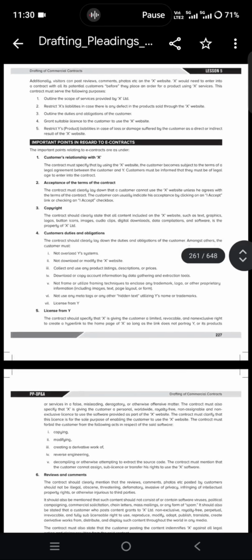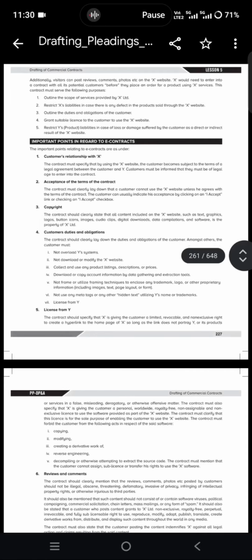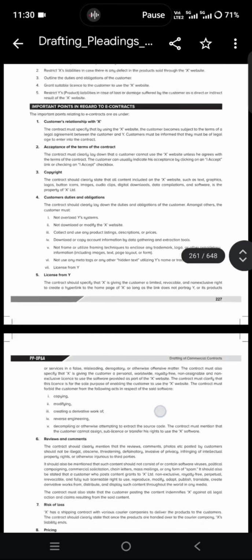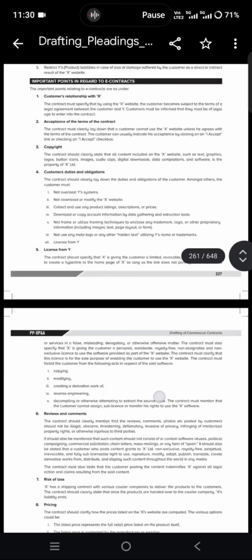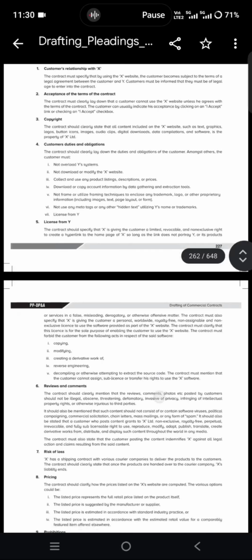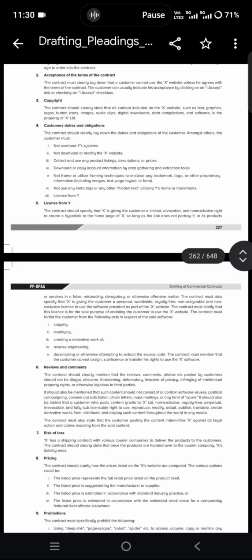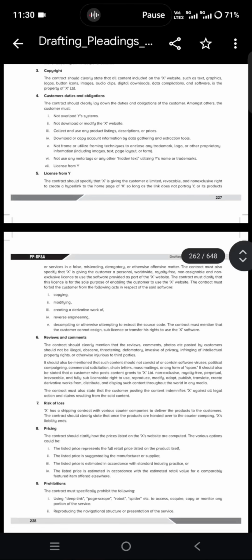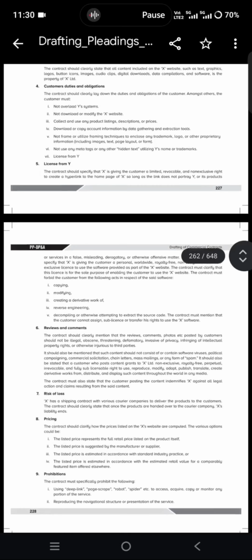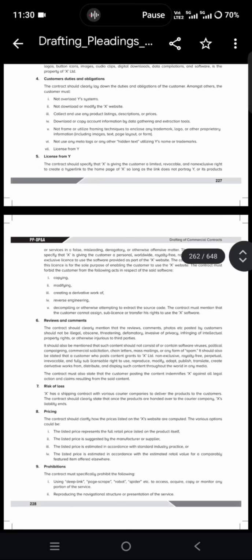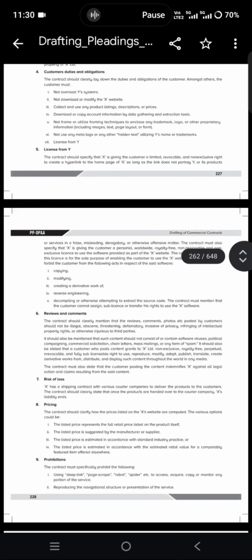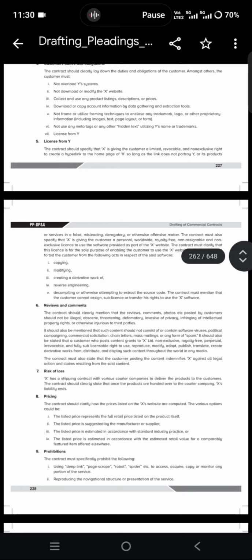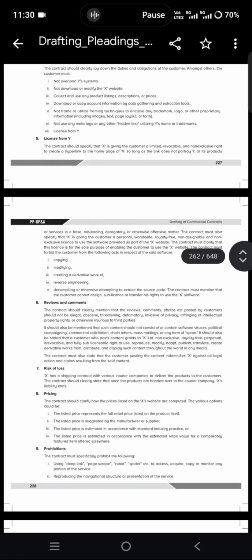Prohibition. The contract must specifically prohibit the following. First, using deep link, page scrape, or robot spider to access, acquire, copy, or monitor any portion of the services. So any copying is not allowed. Second, reproducing the navigational structure or presentation of the service. Third, circumventing the navigational structure or presentation of the service. Fourth, attempting to gain unauthorized access to any portion or feature. Harvesting or collecting usernames, probing, scanning, testing the vulnerability of the services, tracing the info related to other users, and using the service for any unlawful purpose; applicable law should be followed.